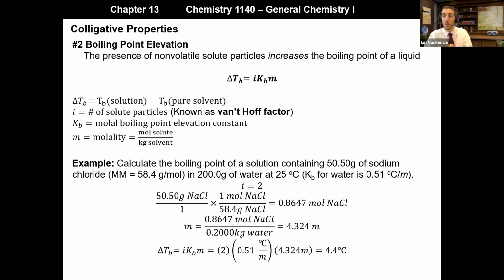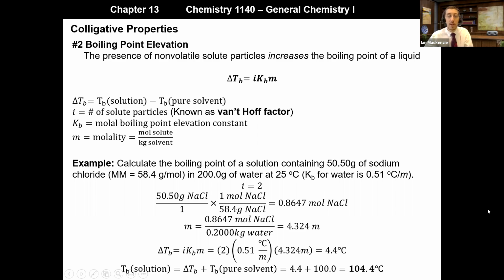Now, this isn't what we've been asked for, though. We haven't been asked for the change in temperature. We've been asked for the actual new boiling point. So if I take that delta TB is equal to TB of the solution minus TB of the pure solvent, I can simply rearrange that equation to have TB of solution is equal to delta TB plus TB of the pure solvent. So that's 4.4 plus 100.0, and I come out with 104.4 degrees Celsius as the boiling point of this new solution.